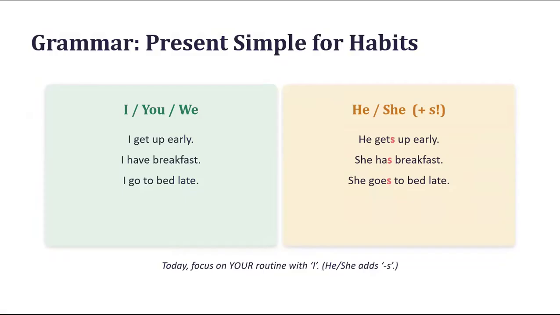As I already told you, the present simple tense is used for habits. Like, I get up early, I have breakfast, I go to bed late. He gets up early, she has breakfast, she goes to bed late. Regarding the present simple tense, you can watch my other video regarding tenses.